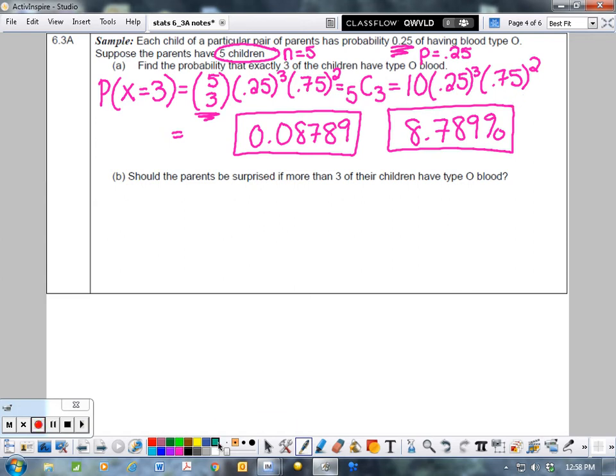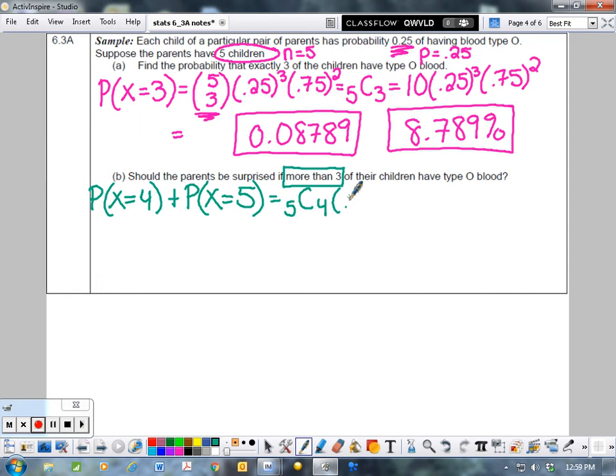So now the question turns into, should the parents be surprised if more than 3 of the children have type O blood? So I need to figure out the probability that more than 3. I would figure out the probability that 4 have type O blood, and I'd add in the probability that 5 have type O blood. And I add those together. So this is going to turn into a 5 combination 4 times 0.25 to the 4th times 0.75 to the 1st, plus a 5 combination 5 times 0.25 to the 5th and 0.75 to the 0 power.